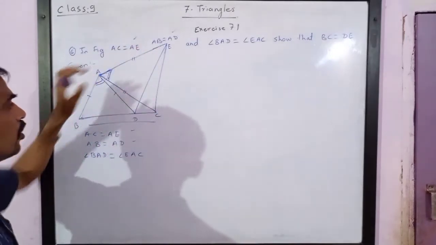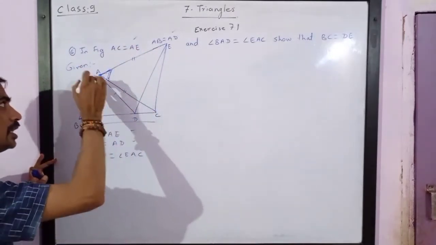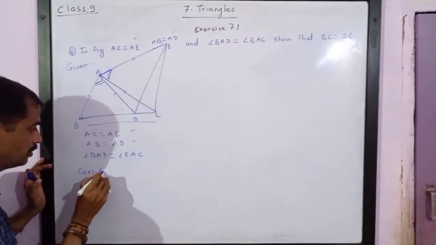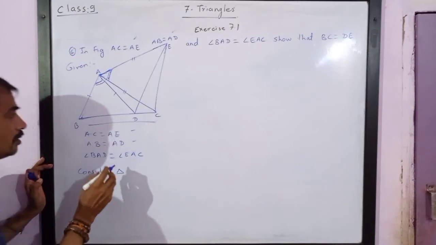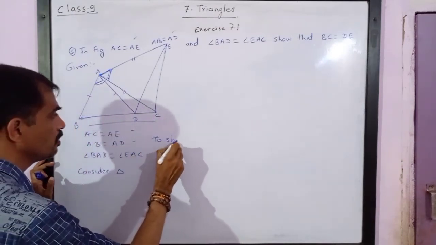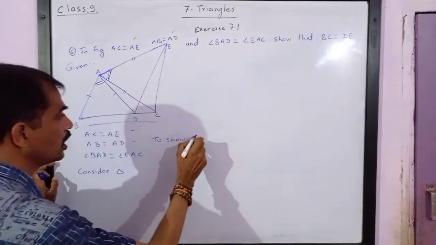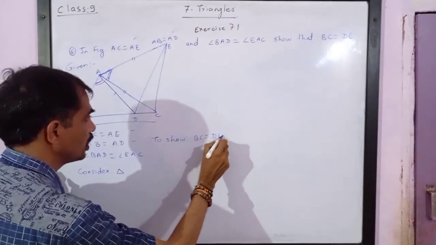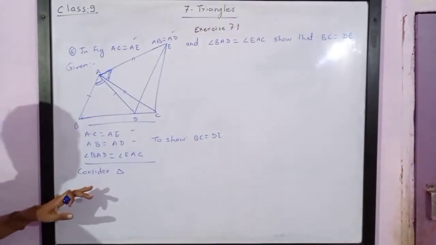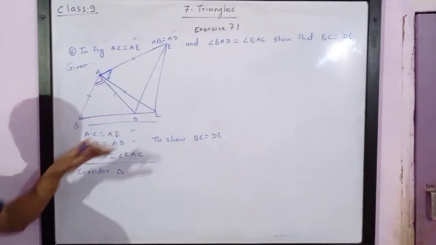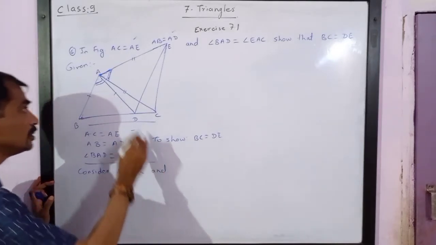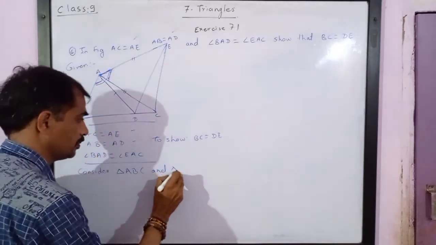For this, we are going to consider triangle ABC and ADE. I have not written "to show". It must be a part of the answer. We have to show that BC is equal to DE. This was given and this was to show. Now the solution starts. Consider triangle ABC and triangle ADE.